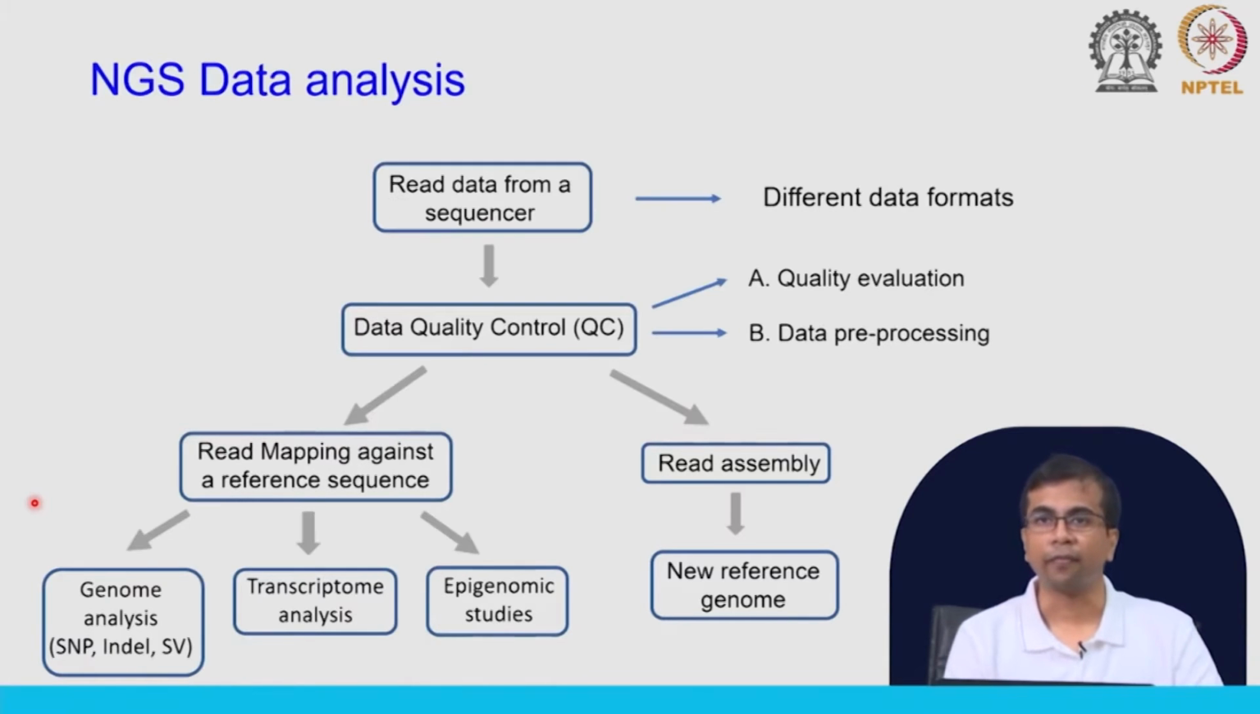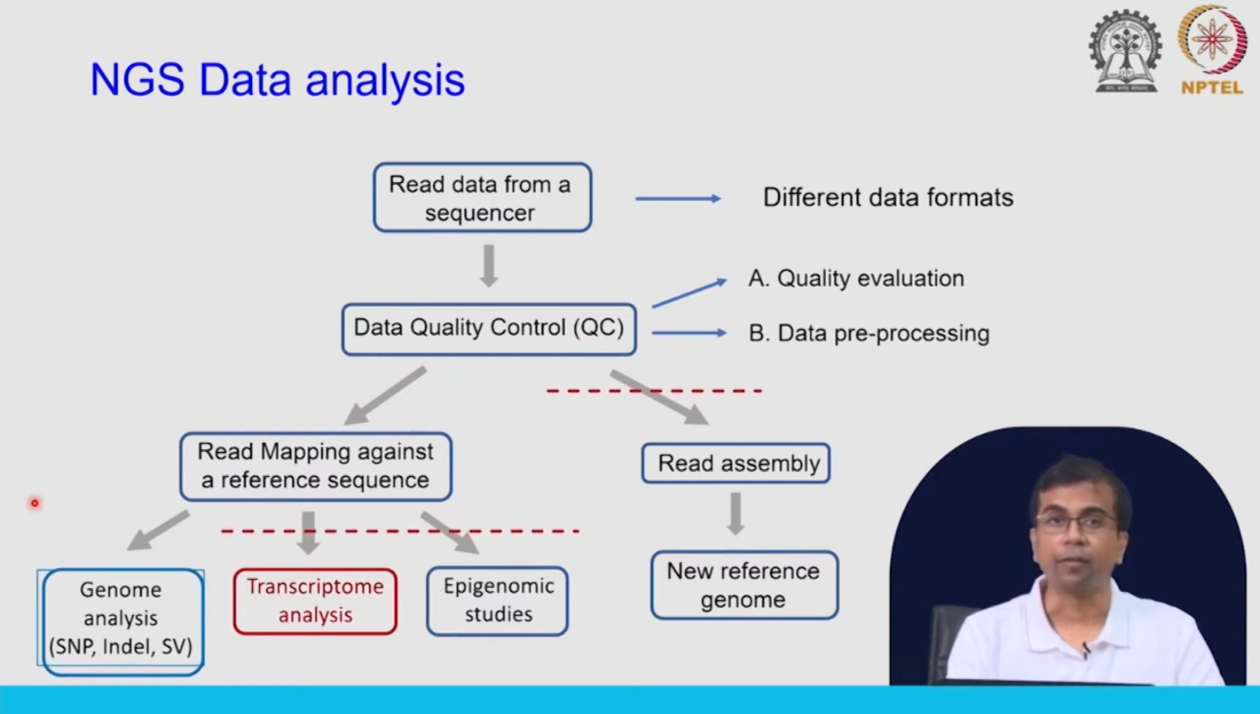So, we will start with that flow chart for NGS data analysis, where you see we have the read data from sequencer and it comes in different data formats. We have data quality control and then we have read mapping, right. We have talked about all these steps in detail, and we have completed the genome analysis in the last few classes. So, we will talk about the transcriptome analysis now, and we will follow that up with discussion on read assembly for reference genomes, new reference genomes, and then we will talk about the epigenomic studies. Okay, so, we will start with the transcriptome analysis.